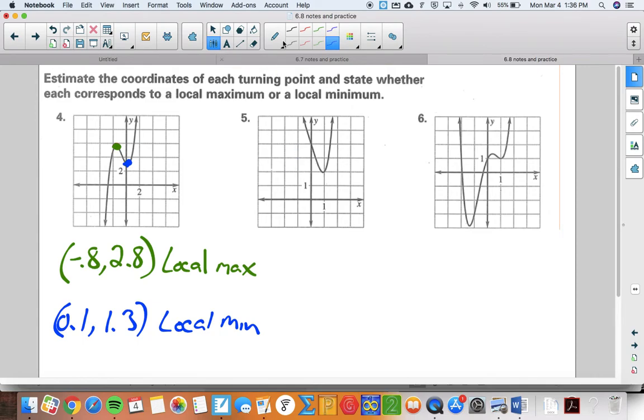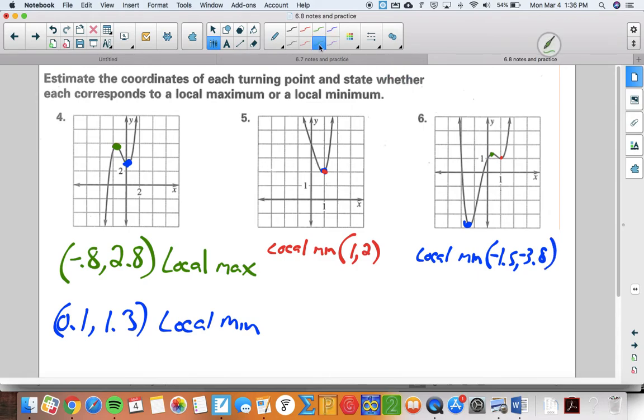Let's keep going. Number 5, that's a local min. And that coordinate is at 1, comma 2. Here we have a couple of turns. 1, 2, 3. So the blue point is a local min. And its coordinates are, I don't know, about negative 1.5, comma negative 3.8. Again, those are just estimates, folks.